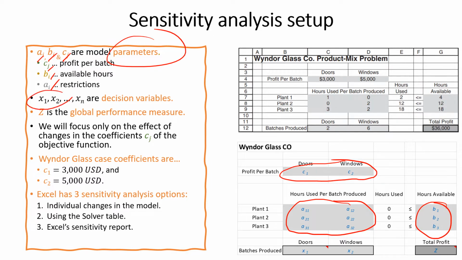We also use decision variables. We use the letter X, and the letter Z for the total profit. So we're going to be working specifically on changing coefficients, specifically those with the letter Z, our profit per batch for doors or windows. And we want to understand what happens with the production rates. Excel has three sensitivity analysis options: individual changes, using the solver table, and Excel sensitivity reports.